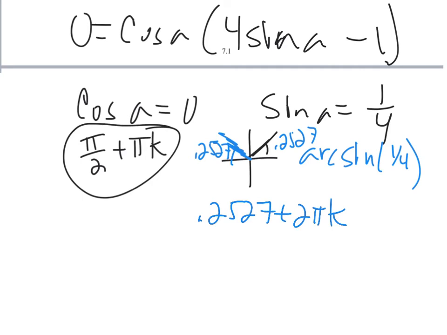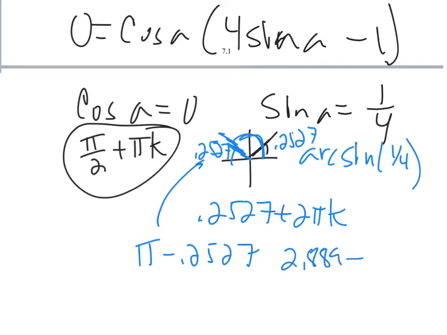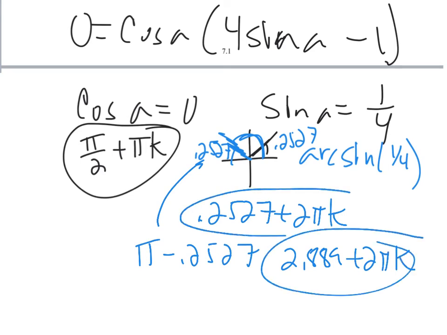And then the other one's going to be pi minus 0.2527. That'll give me this angle here. So second, pi minus that answer. So I'm getting 2.889 plus 2 pi k. I'm not too concerned with those answers being extraneous. I am wondering about this one.